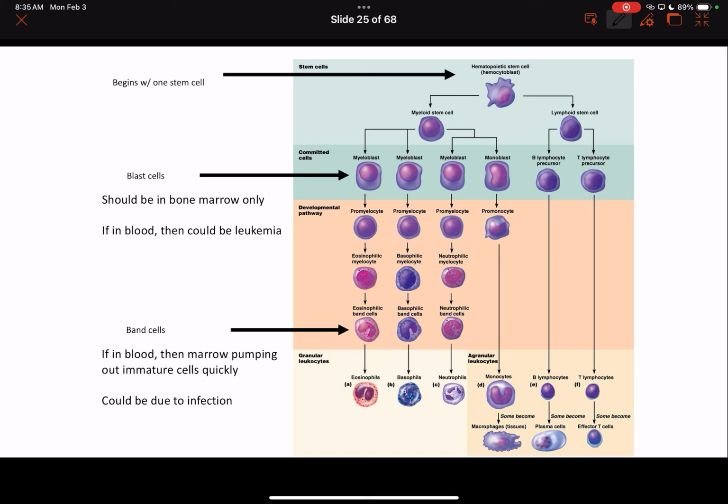So questions about the difference between blast cells and band cells? Should only be in the bone marrow. Yeah. Blast cells should only be in the bone marrow because they have not developed enough to be trusted out in circulation. Any other questions?